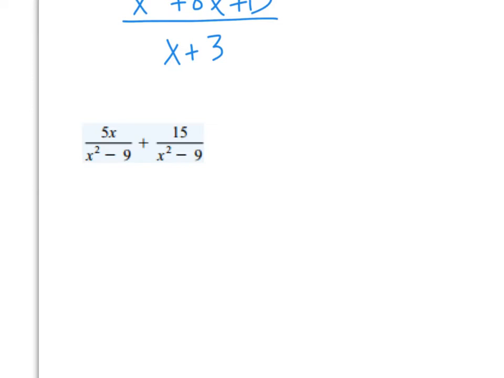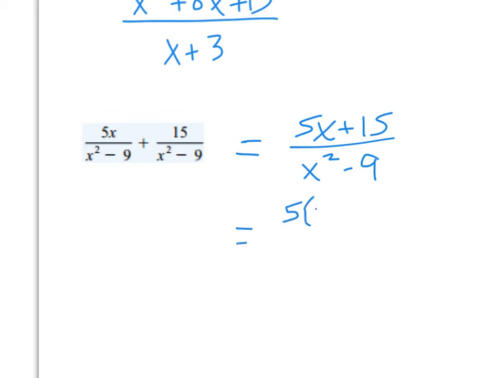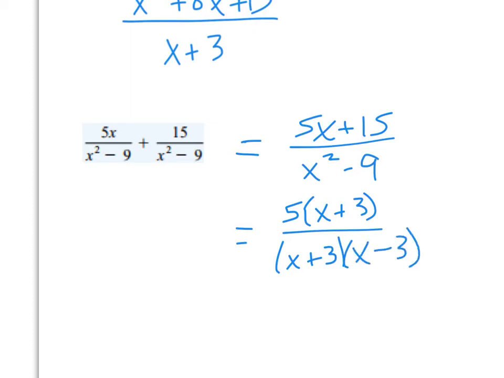Next we have a simple addition problem with a common denominator. So I get 5x plus 15 over x squared minus 9. I notice in the top I have a GCF, so I'm going to factor that out. 5 times x plus 3 over x plus 3 times x minus 3, difference of squares. And in fact, I do have a common factor that I can reduce to 1, which gives me a final answer of 5 over x minus 3.